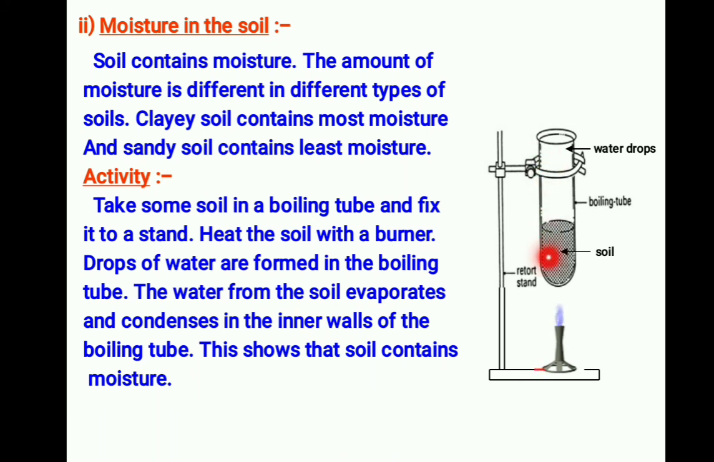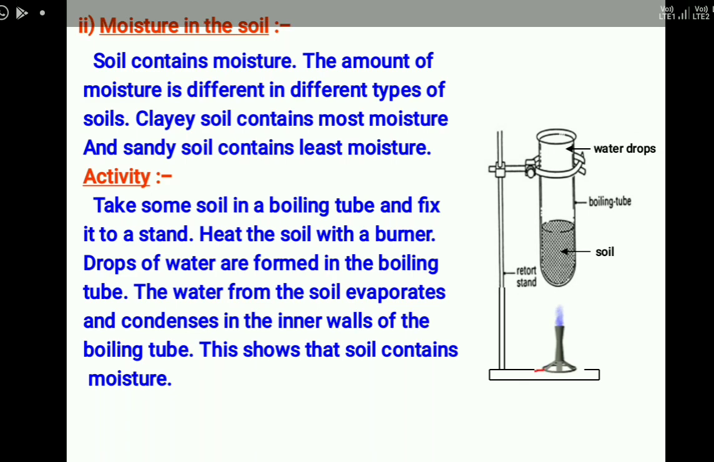See, this is the boiling tube, stand, and Bunsen burner. After heating, you can see the moisture inside the end of the boiling tube. That shows that there is water contained in the soil, or moisture in the soil. This is how to find out the moisture in the soil.